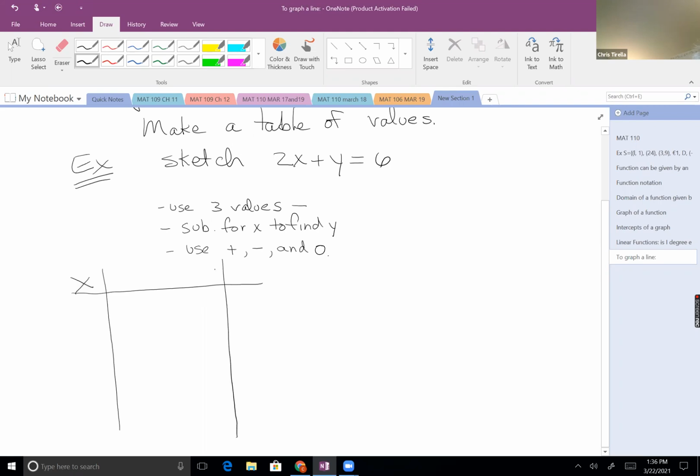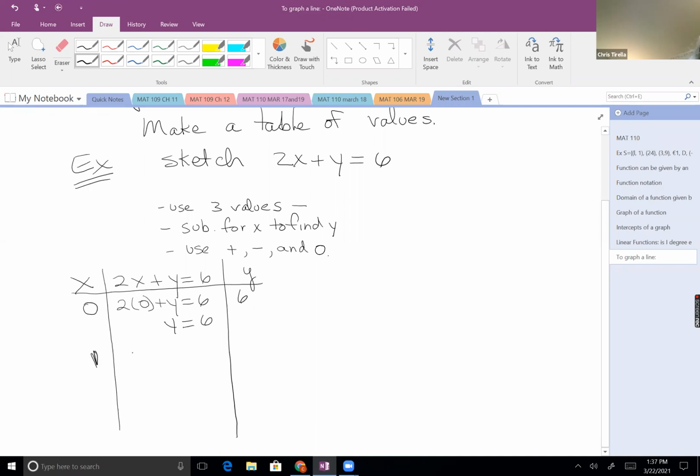And so I'm going to make my table, put in x, find y. 2x plus y equals 6. Let's use 0. For a positive number, let's use 1. For a negative number, let's use -1. And so if x is 0, 2 times 0 plus y equals 6. I apologize, I should have left a little bit more room between these. Gives me y equals 6. And so 1 point will be 0, 6.